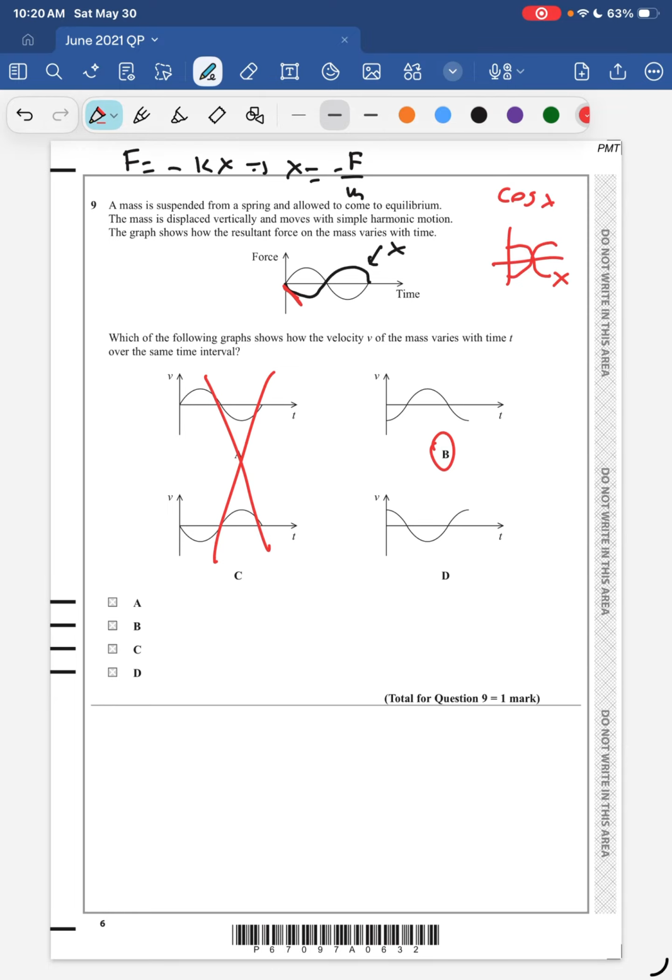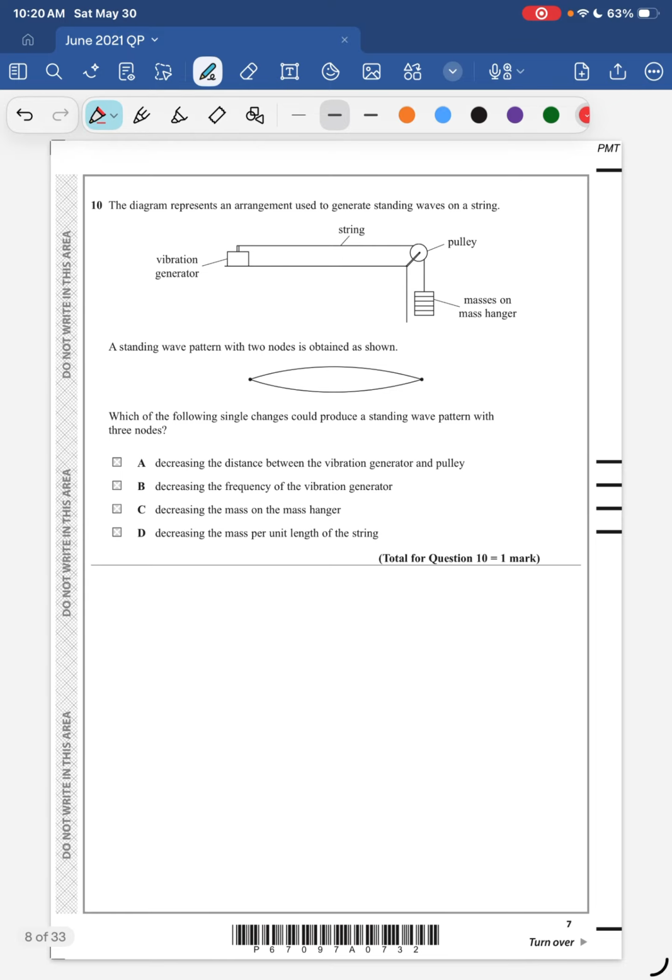Okay, and let's move on to question number 10, which is the last multiple choice question. The diagram represents an arrangement used to generate standing waves on a string. So you have a vibration generator, a string, a pulley, and masses on a mass hanger. A standing wave pattern with two nodes is obtained as shown. Which of the following single changes could produce a standing wave pattern with three nodes?